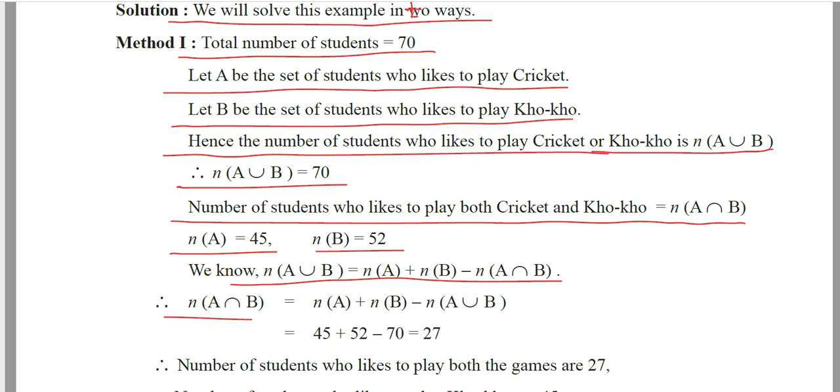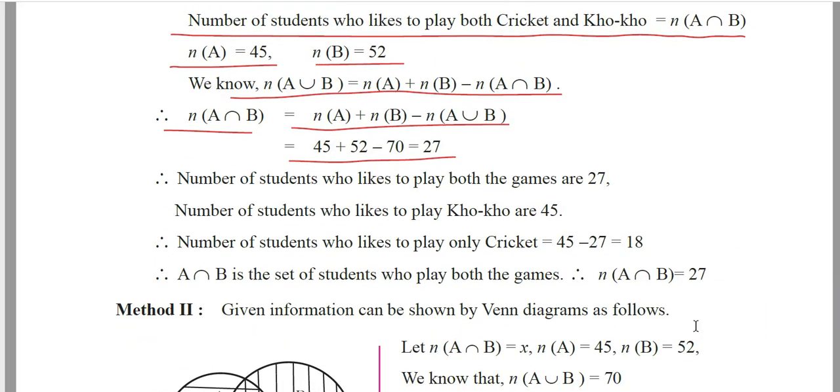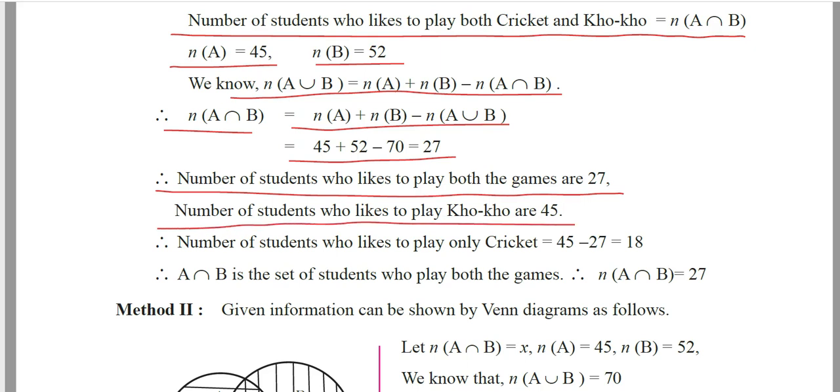Now we know the formula, that is n of A union B is equal to n of A plus n of B minus n of A intersection B. Then from that we will find out the value. n of A intersection B is equal to n of A plus n of B minus their union. That is 45 plus 52 minus 70, that is equal to 27. Therefore, the number of students who play both is 27.